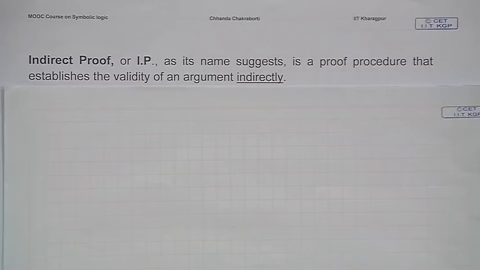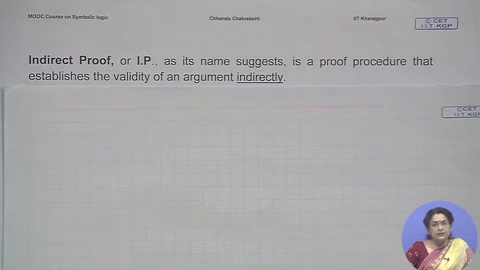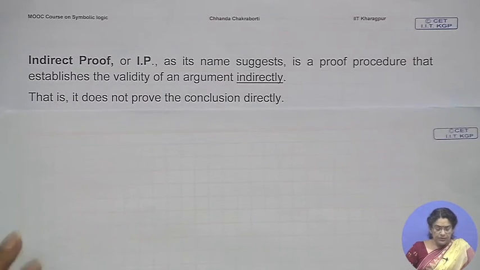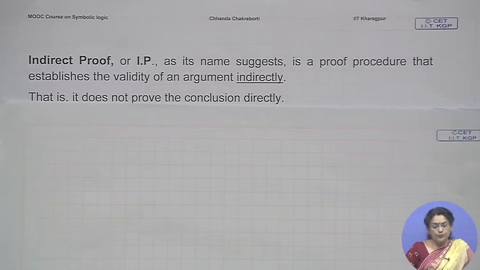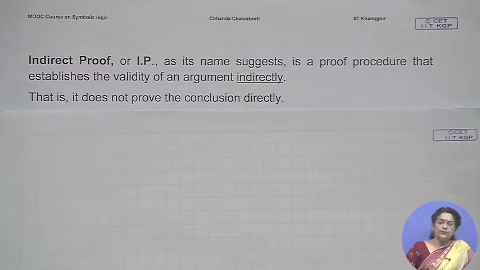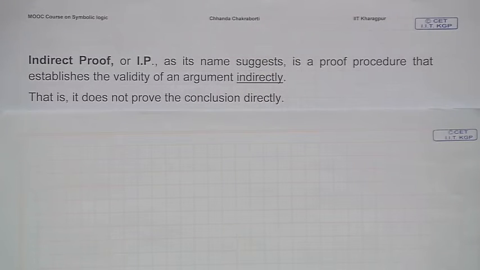This indirect proof, or IP as we are going to call it, is a proof procedure that works indirectly. That is why the name is like that. What it does not do is prove the conclusion directly. See, in a formal derivation, what do you do? You start from the premises and then you slowly derive the conclusion directly. Directly means that the conclusion is what you actually derive out of the premises with the 19 rules. That is not what is going to happen in indirect proof. Rather, it is going to go a roundabout way to prove the conclusion. What is that roundabout way? Well, that is what we are going to learn today.